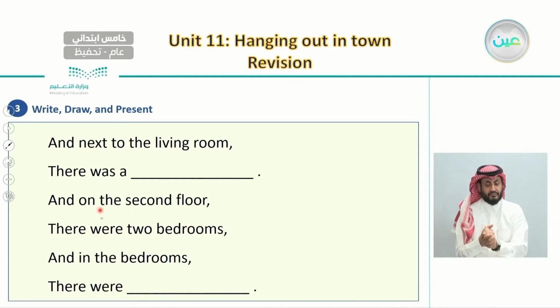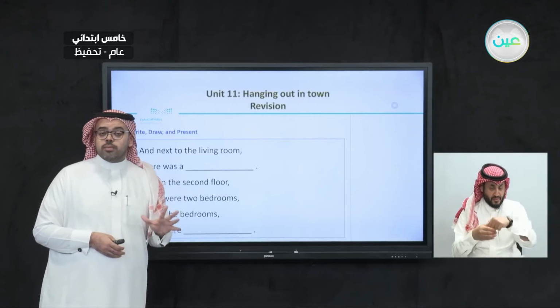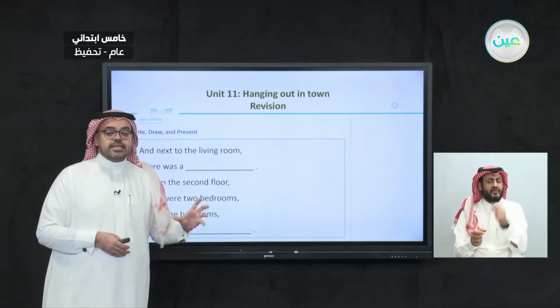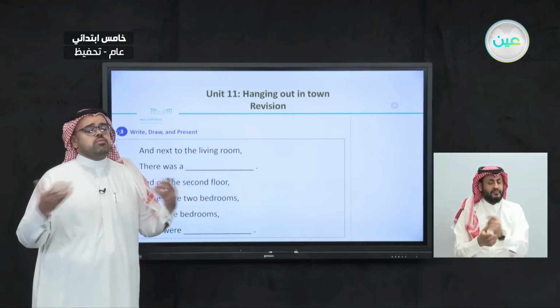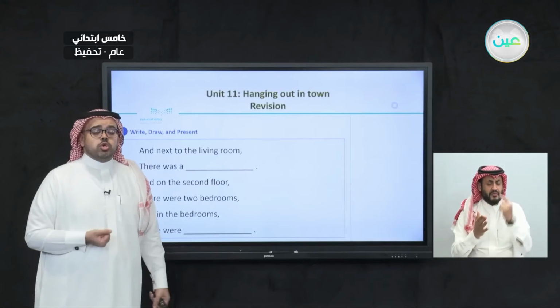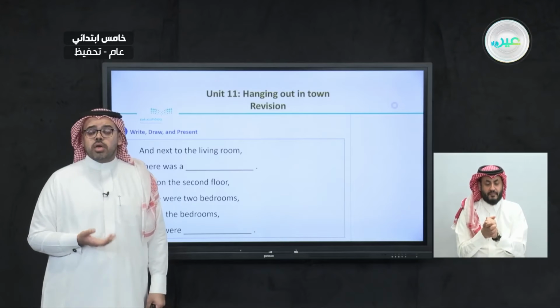And on the second floor, there were 2 bedrooms. And in the bedrooms there were. So here we're not talking about rooms. Here we're talking about things we can see in bedrooms. So what do you think? Think of any bedroom.